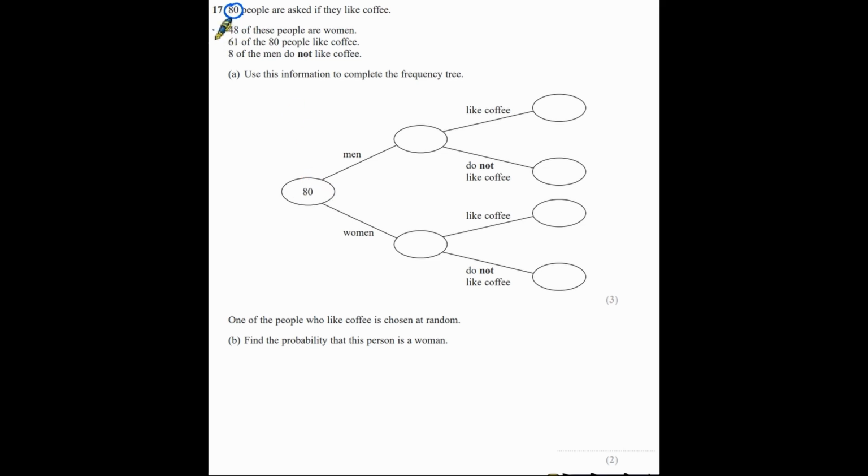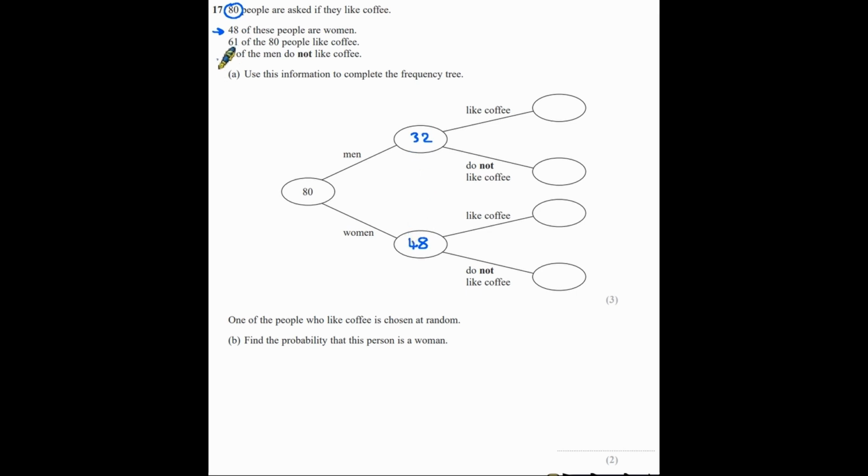Out of these people, we are told that 48 are women. So we can complete this circle here. 48 of the people are women. Straight away, if there are 80 people, 48 are women, then that must mean that the other 32 are men. 32 plus 48 equals 80.